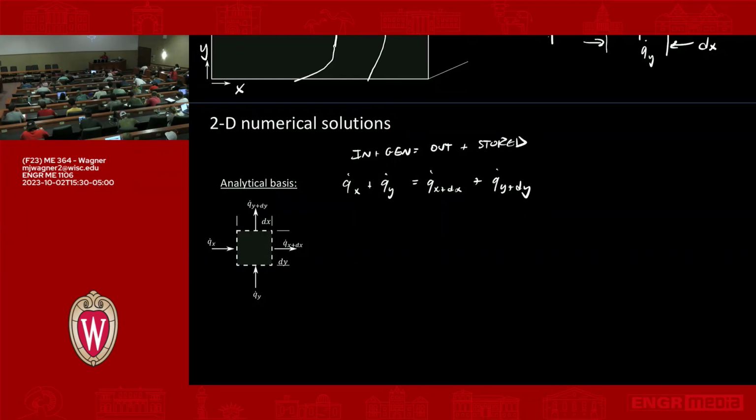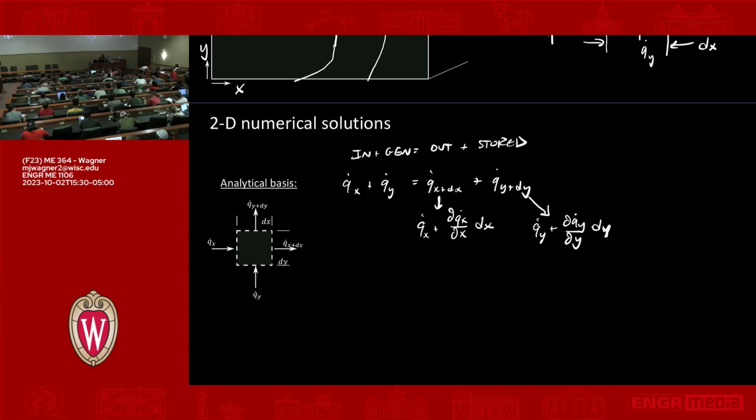All right, so this process is conduction, so it's modeled by Fourier's law. We need to then go in and expand out and then substitute our rate equation in. So first we can expand things out. Let's do that here. So this term here becomes q dot x plus partial q dot x with respect to x times dx. This term here becomes q dot y plus partial q dot y with respect to y times dy.